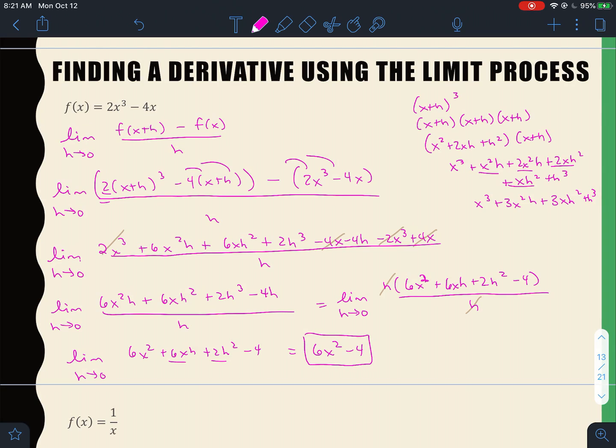So that is going to be the slope of the tangent line for the original function, f(x) = 2x³ − 4x. This is the slope of the tangent line, or the derivative, anywhere. So if I wanted to find the slope of the tangent line at 2, I'd plug in 2. If I wanted to find it at −1, I'd plug in −1, and so on.